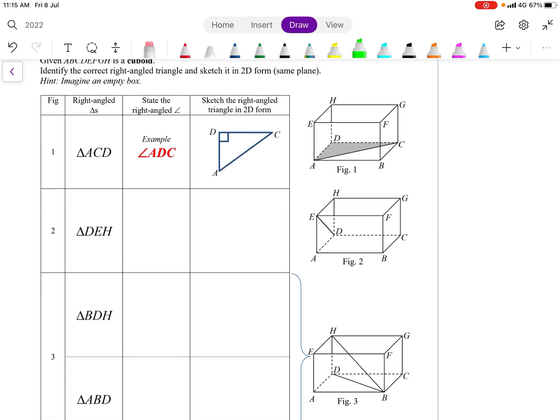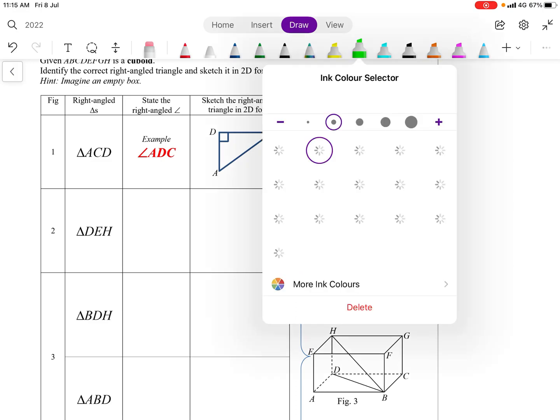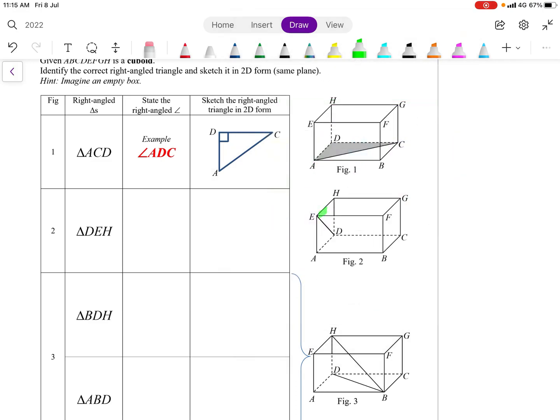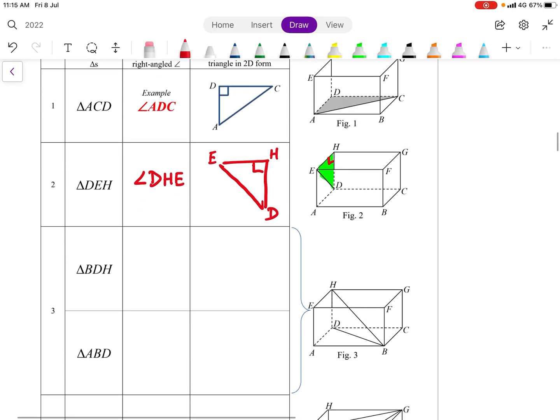Let's start from question 2. They want triangle DEH. So try to find where is DEH. It's somewhere here. Where's the right angle triangle? It's here. So where's the right angle? The right angle will be DHE. Okay, so you're supposed to draw it out. This is E, this is H, this is D. If there are numbers allocated to the sides, then you just update the lengths as well.